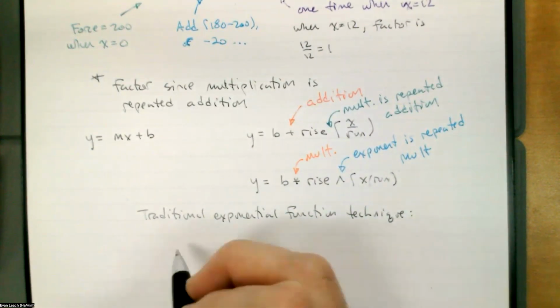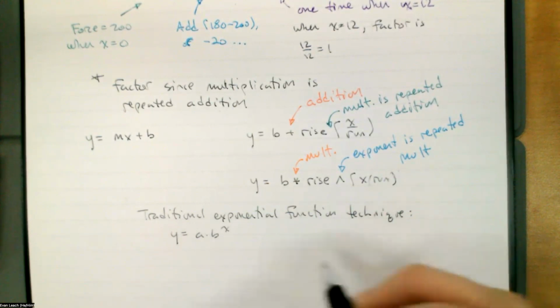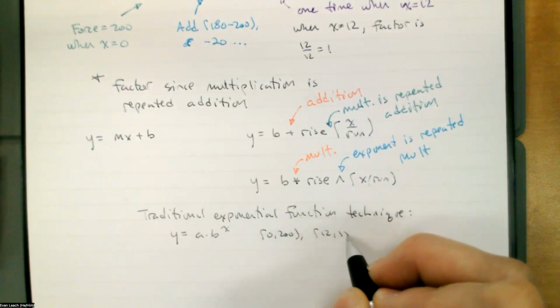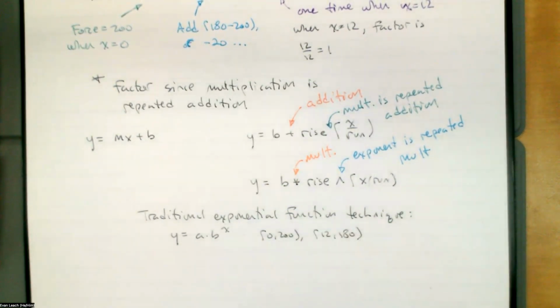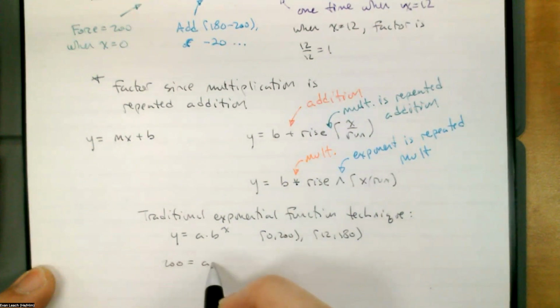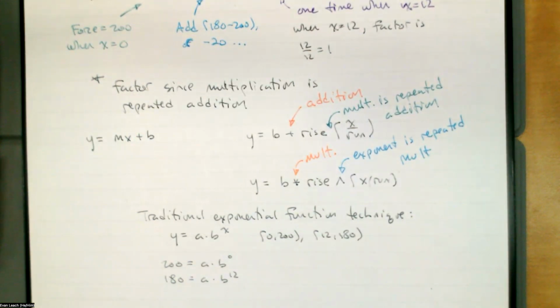Your traditional exponential function technique would be like, oh, y is equal to a times b to the x. And if we have 2 points, say (0, 200) and (12, 180), the algorithm that you're programmed to follow to find a and b is to plug the 2 points into the equation. So write 200 is equal to a times b to the 0, and then 180 is equal to a times b to the 12, and then, I'm putting this in quotes, divide the two equations.